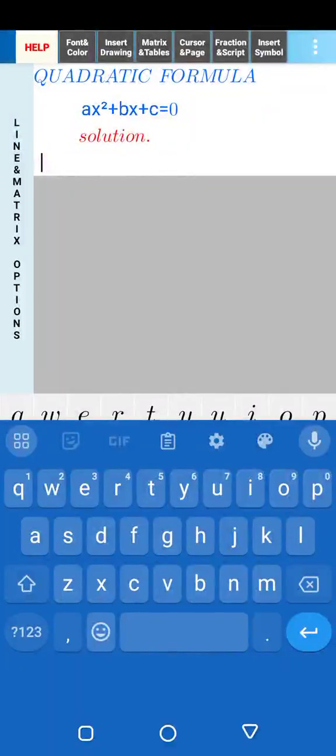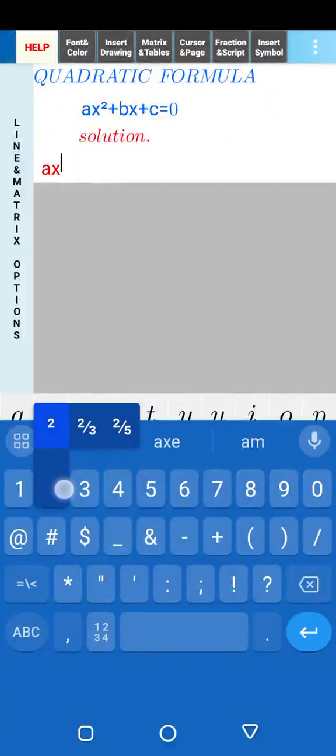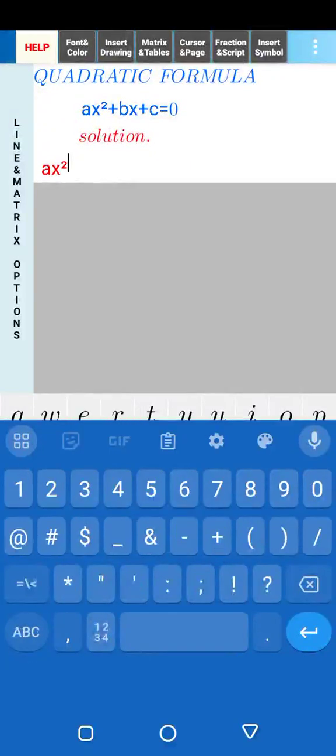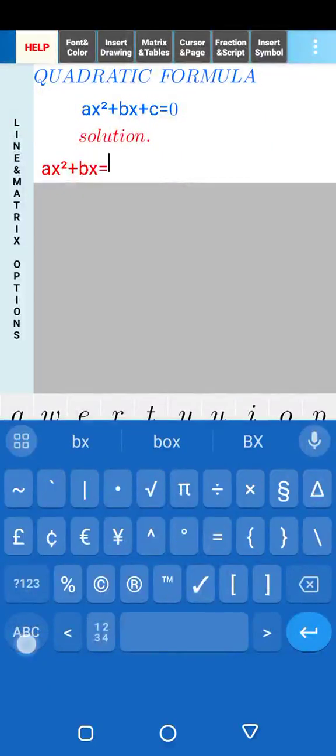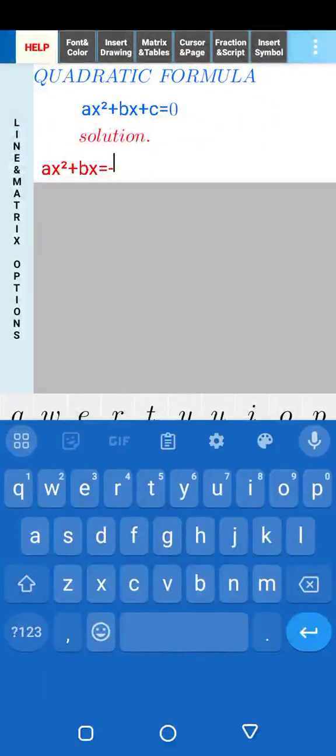In order to obtain this general formula, you take this c to the right hand side, so it will be ax squared plus bx equals minus c. You see, we take c to that side.